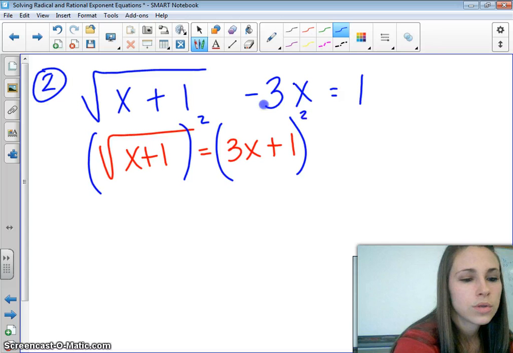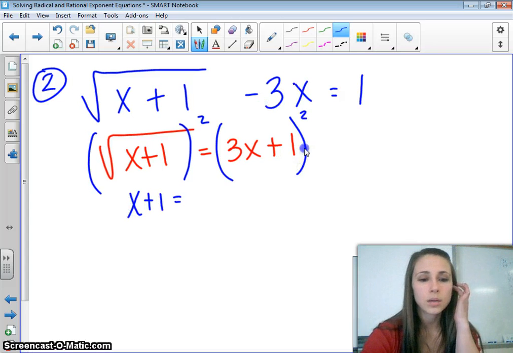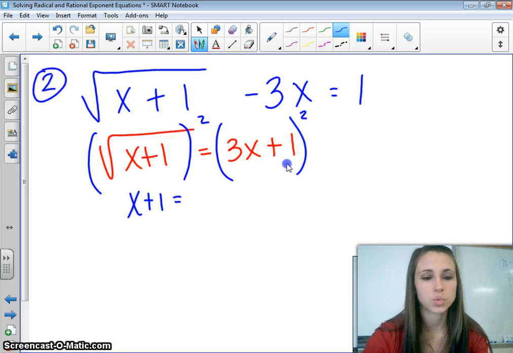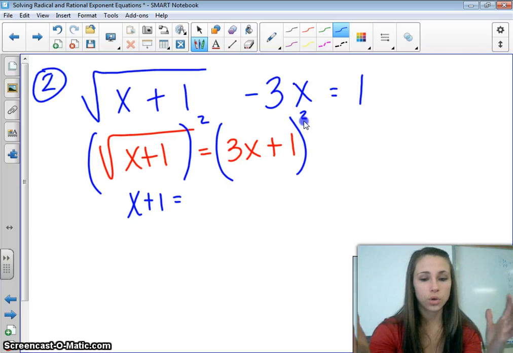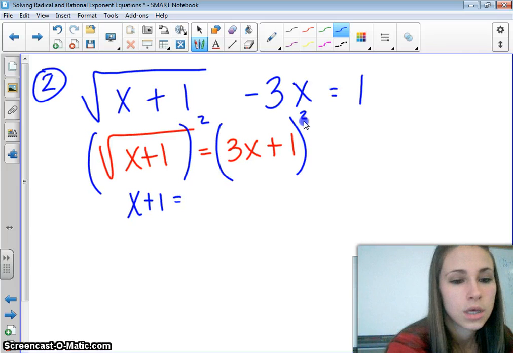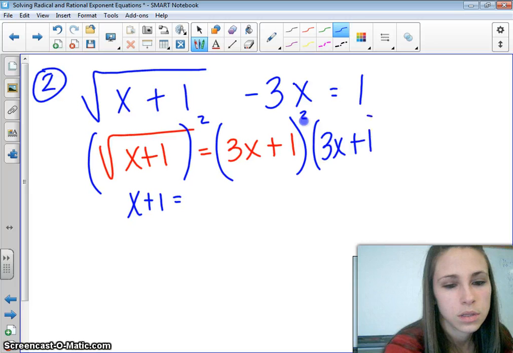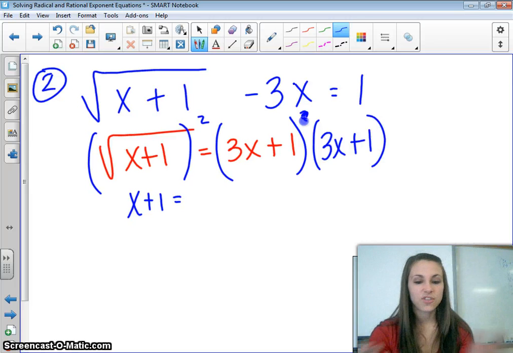And so when you do that, you're going to have x plus 1 equals, and over here a lot of people like to just make this 9x squared plus 1, but you can't do that because this 2 means you have 2 of those 3x plus 1s. So I'm going to write that out again, and then I have to FOIL that.